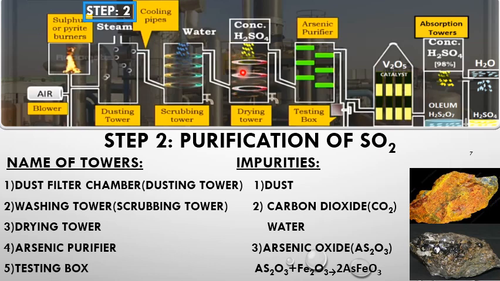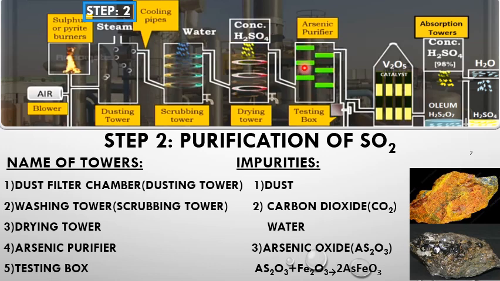Sulphuric acid is sprayed over here. It is used as a dehydrating agent and absorbs all the water vapors or the moisture from the sulfur dioxide gas. Now sulfur dioxide gas is free from the water vapor and it contains the main impurity arsenic oxide. So it moves towards the arsenic purifier.